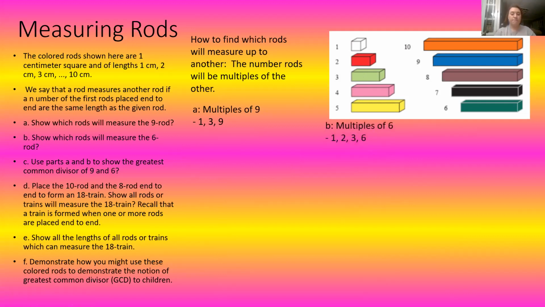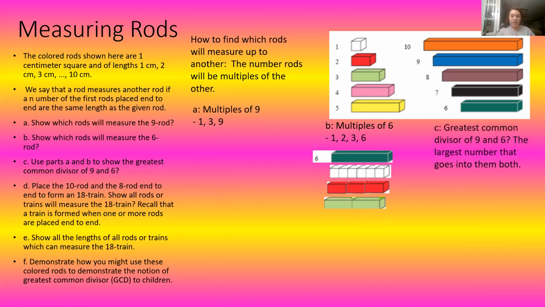Okay, so now multiples of 6. We'll do the same thing. What numbers multiplied together equal 6? We know 1 times 6 is 6, and 2 times 3 is 6. So out of that, our multiples are 1, 2, 3, and 6. This one actually stayed. So we'll have 1 of our 6 by 1s, 6 of our 1 by 1s, 3 of our 2 by 1s, and 2 of our 3 by 1s.